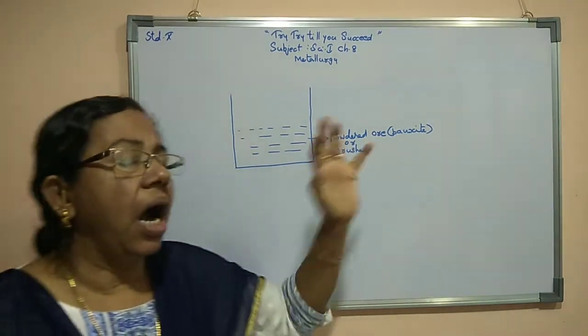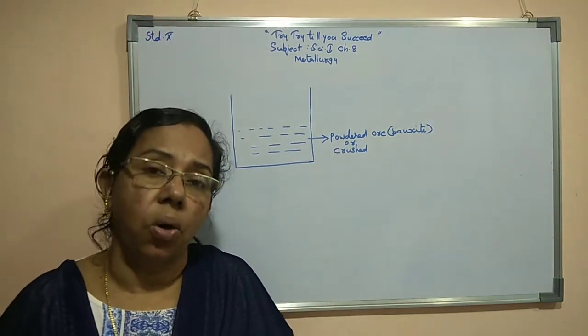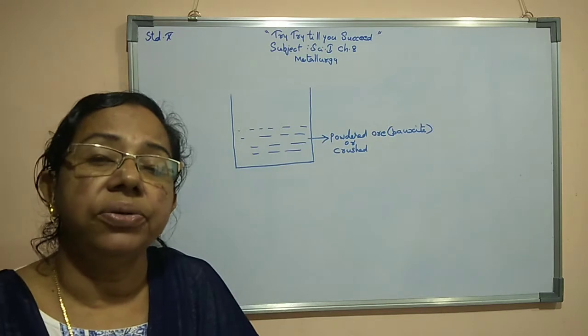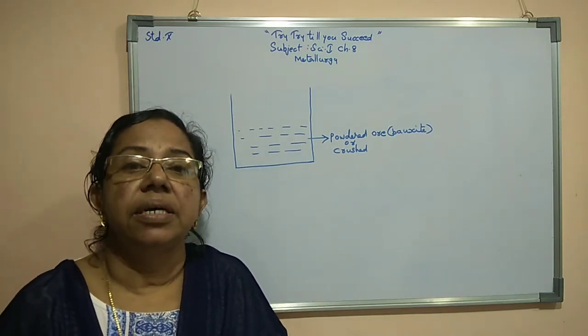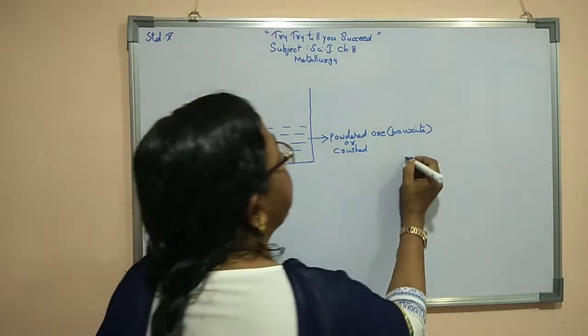Now, how are they making powdered ore? For that, they are using a machine. That machine is known as a ball mill. Its name is ball mill.